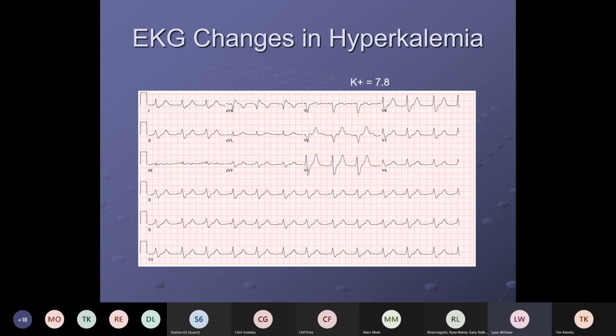Now, this one is about a level of 7, and you can see the changes. You still have what I would call peaked T waves, not in every lead, but you begin to widen the QRS, and not only did the P wave flatten, it's sort of gone.